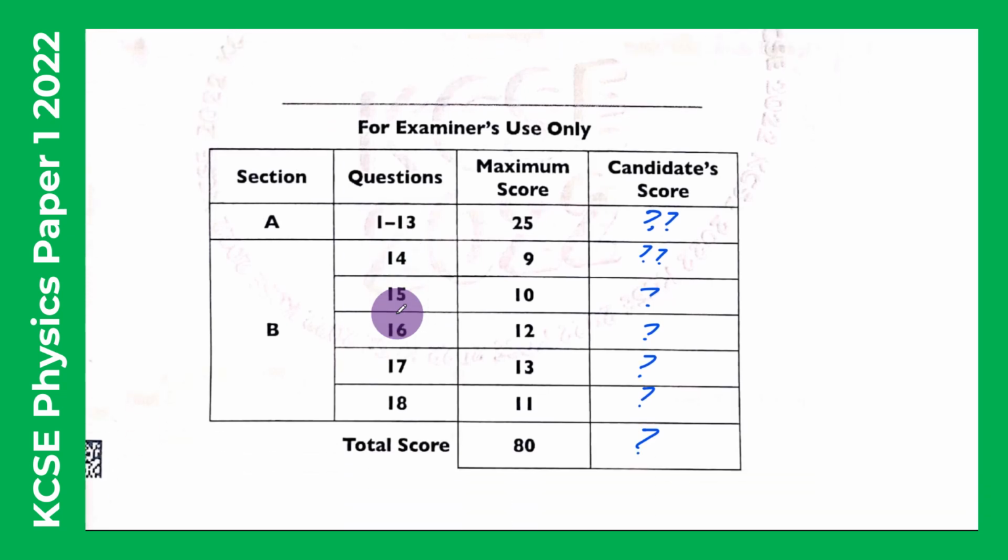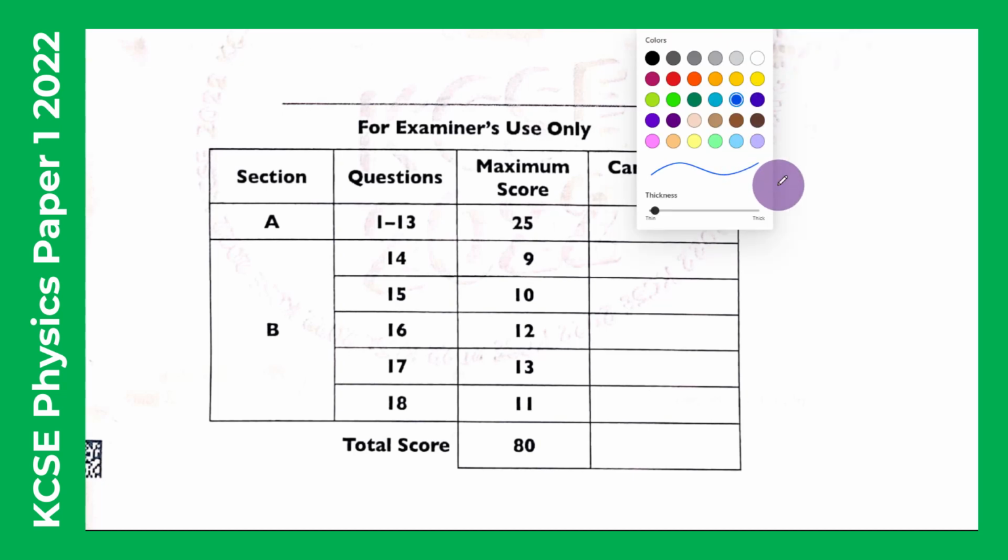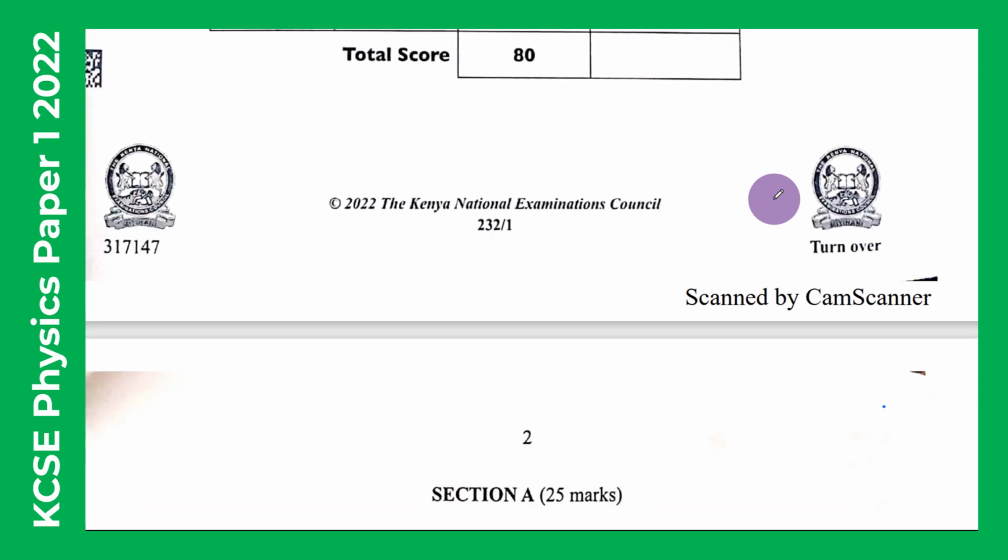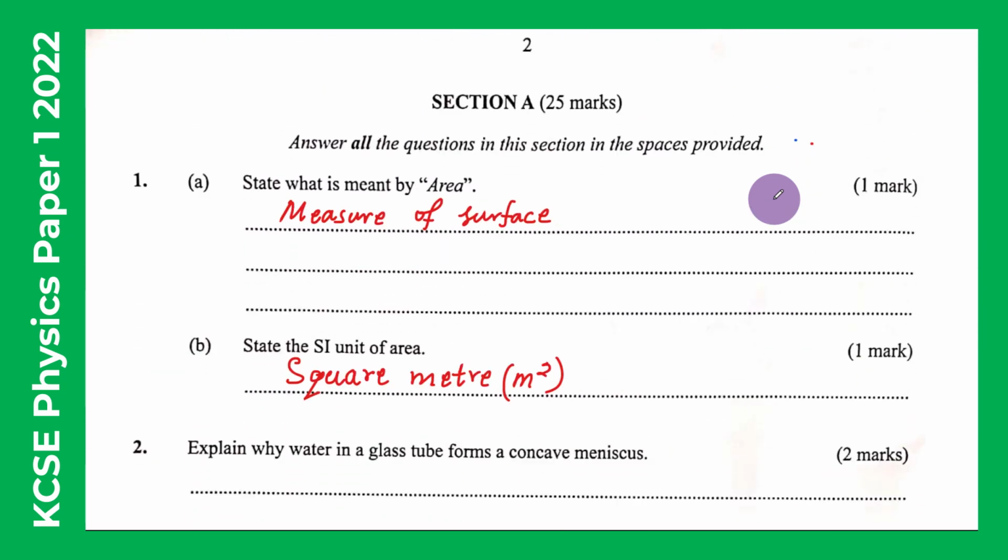Let's go to the first question. This first page, especially this table here, is meant for the examiner's use, and we actually don't need to do anything to that particular page. Let's go to the second page where we are at the first question here. Question number 1, state what is meant by area.